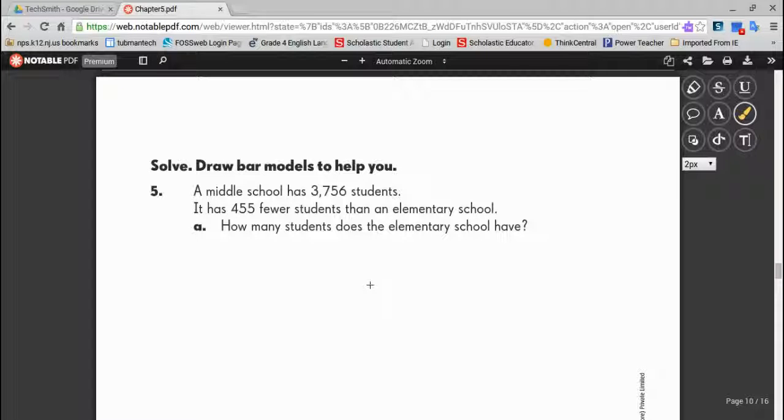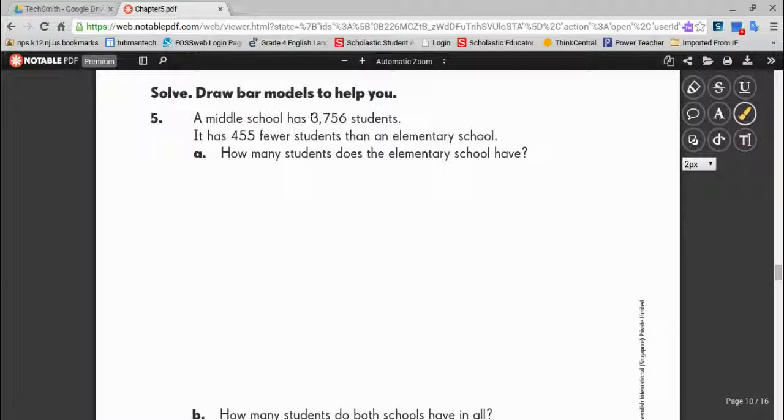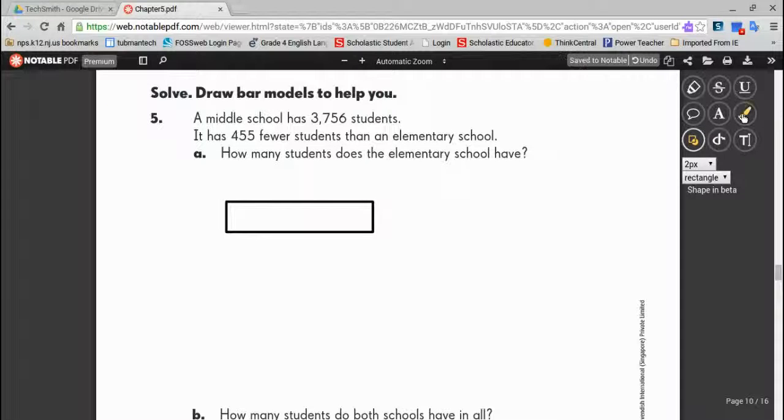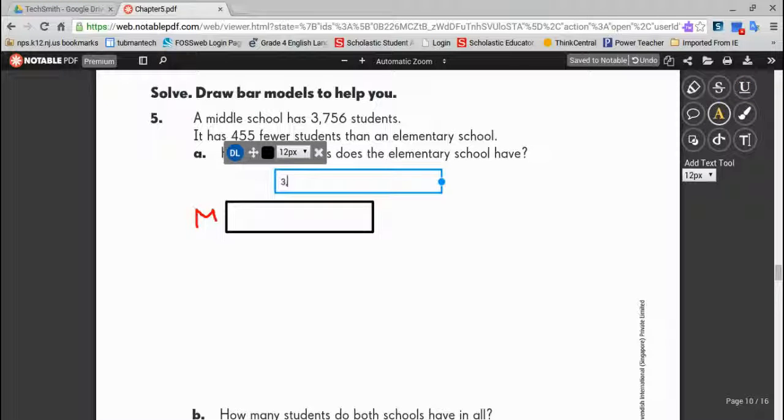This is page 82. Solve. Draw bar models to help you. A middle school has 3,756 students. Okay, let's draw that out. Here's my bar model for my middle school. And I know that it has, I'm going to put an M for middle, 3,756. So let's put that right there. 3,756 students. Okay. That takes care of the first sentence.